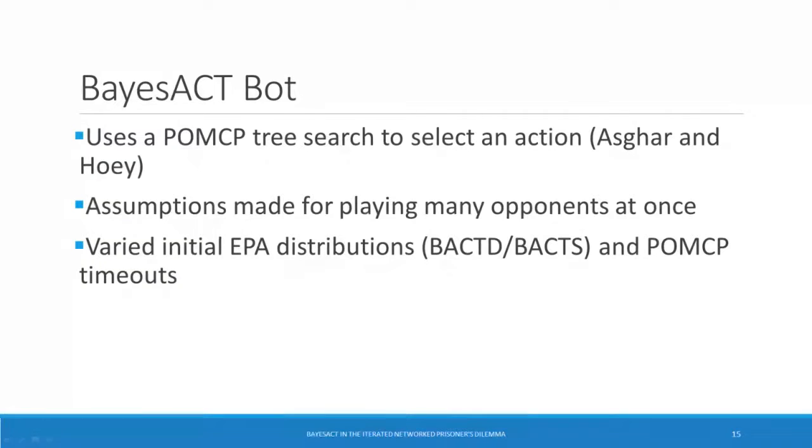Now, we tested several versions of the BayesACT bots, varying the POMCP timeout, which is the amount of time that it gets to think, essentially. So shorter times result in more short-sighted bots that only consider the immediate future, whereas longer timeouts give you what amounts to a more scheming bot. It thinks more in the long term, in principle, and also two different EPA distributions for how it thinks about itself, its opponents, and the actions. These are kind of important.